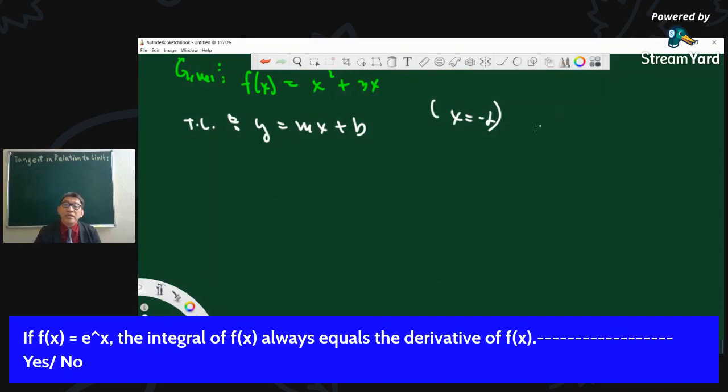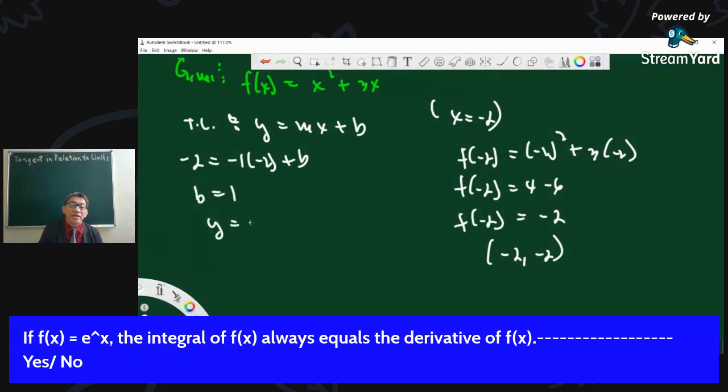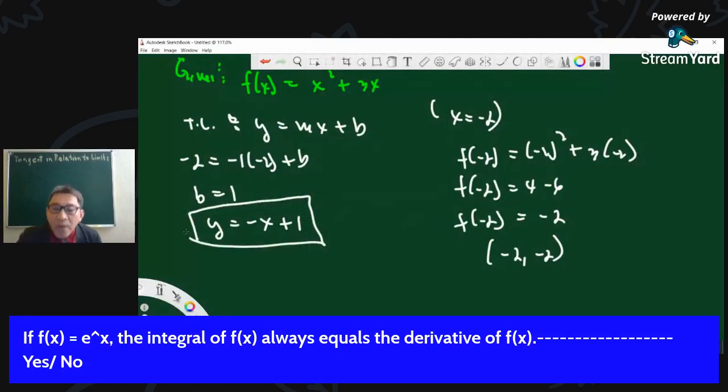What is f of negative 2? That is negative 2 squared plus 3 times negative 2, which is 4 minus 6, so f of negative 2 is negative 2. When x is negative 2, y is also equal to negative 2. So negative 2 equals the slope, negative 1, times negative 2, plus b. So b is equal to 1. Therefore y is equal to negative x plus 1. That is now the equation of the tangent line.